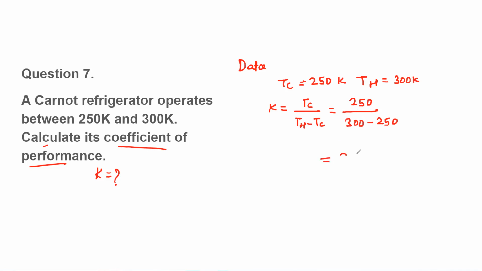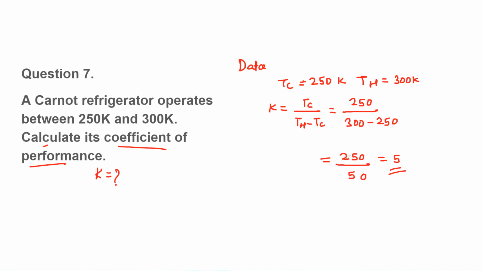So after substitution, 250 upon 300 minus 250 is 50. So answer is 5. As two temperatures are given, and for coefficient of performance we have the formula Tc upon Th minus Tc, just by simple substitution and solving, we are getting this final answer, and this is nothing but 5.